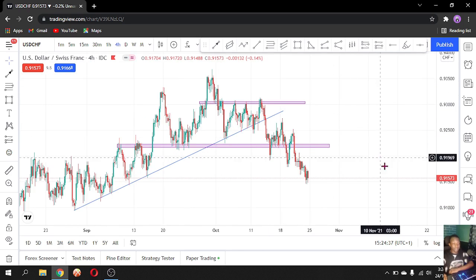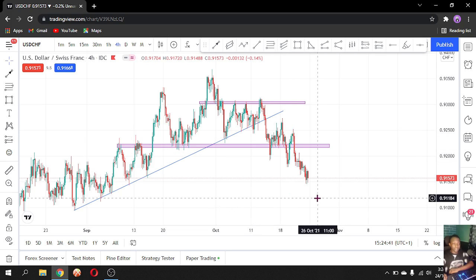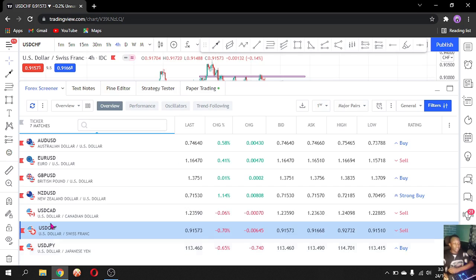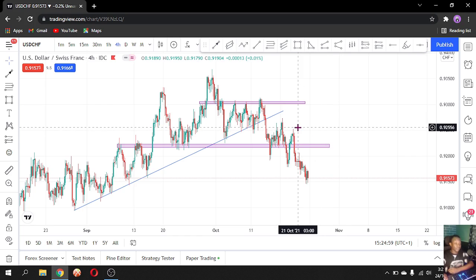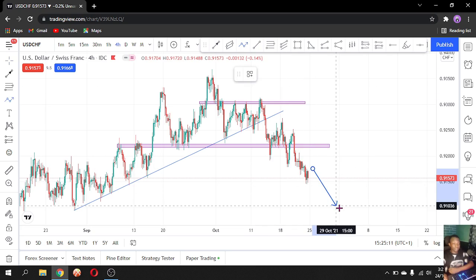This is the 4-hour time frame, and price is bearish. On our previous currency pairs, we saw that the US dollar is bearish, GBP USD is pushing up, New Zealand is pushing up, AUD USD is pushing up. So we expect the US dollar to drop, that is if fundamental news is not released that will sway the market the other way around. So we expect some further push down.